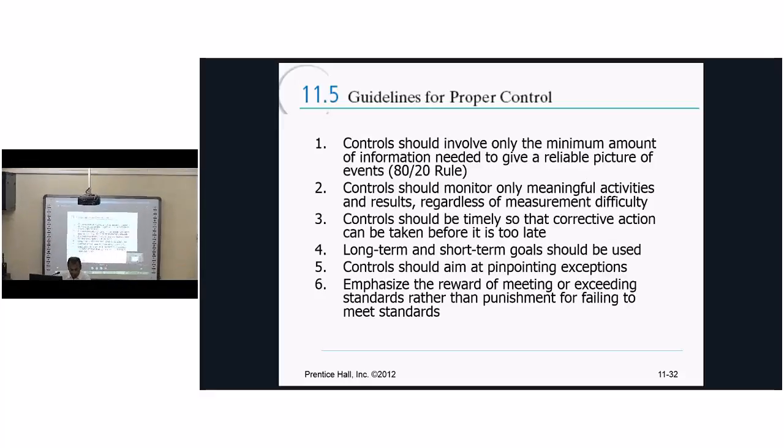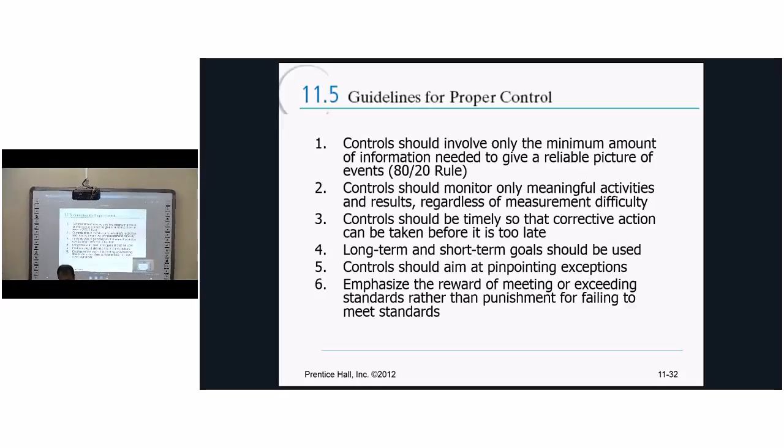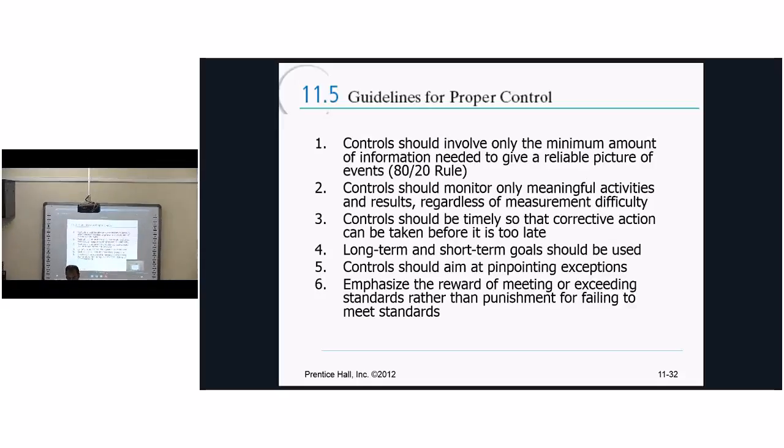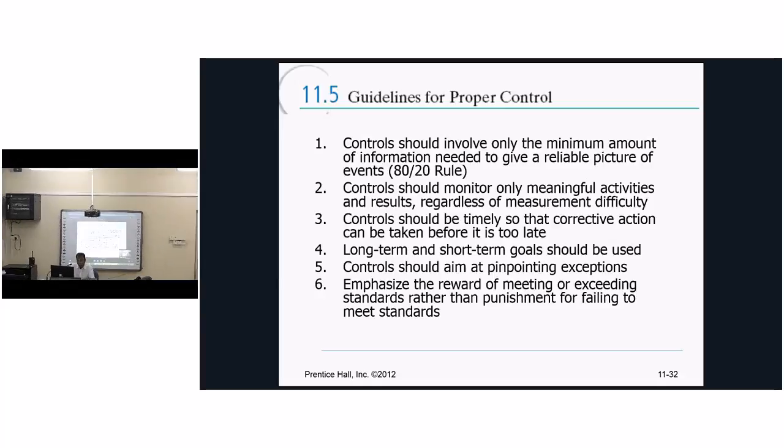Then the third one, control should be timely so that corrective action can be taken before it's too late. If there are things that need to be measured on a weekly basis, you should measure them weekly so that you can take timely action. For example, if your absenteeism is high, you don't have to wait till the year end to fix that. You measure it on a weekly basis and corrective actions can be taken immediately. Otherwise, you have to wait for a year to do so.